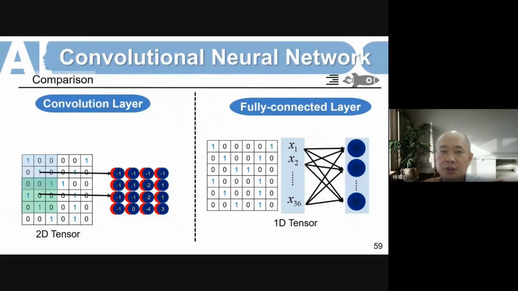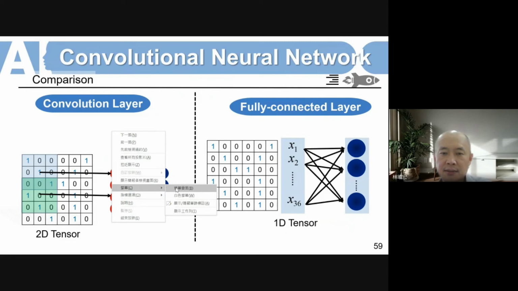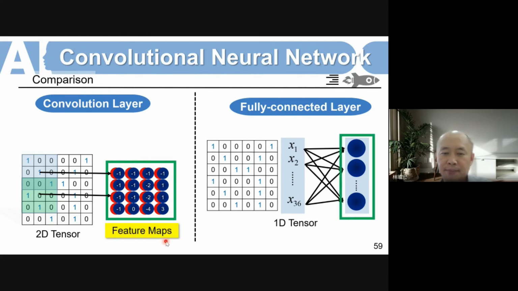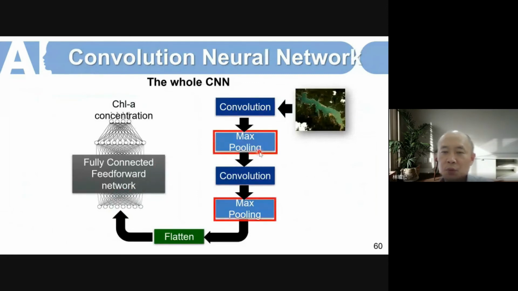It's a short comparison between the fully connected layer and the convolution layer. The right-hand side is a fully connected layer. The input is a 1-dimensional tensor, then fully connected. The left-hand side is the convolution layer. The input is a 2D tensor. After the convolution layer, the output is a feature map. We call it a feature map. That is a 2D tensor. Okay, and we move to the pooling.